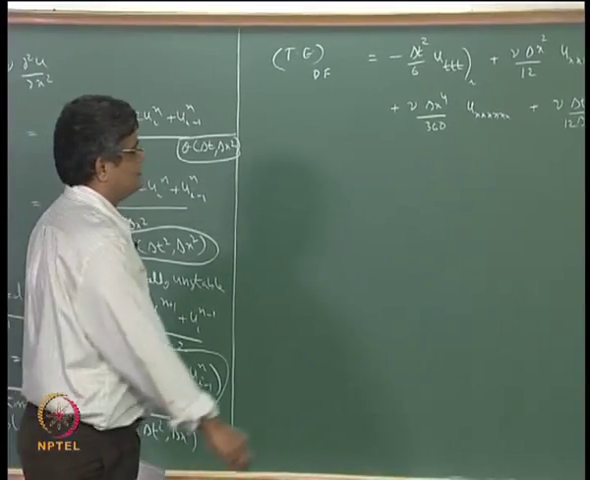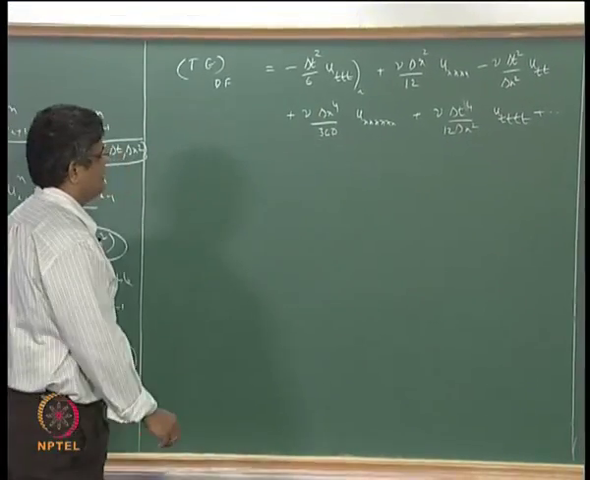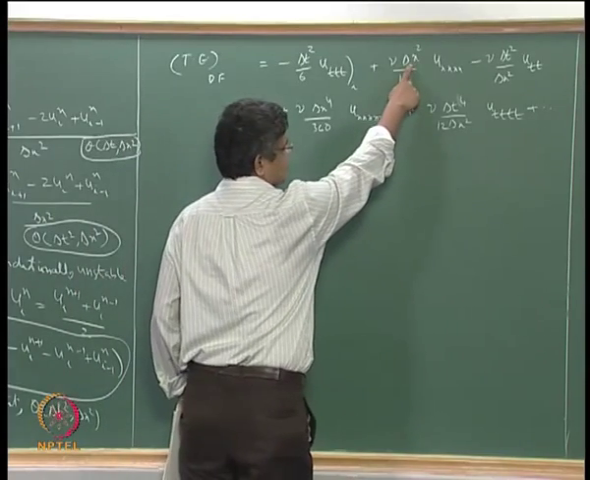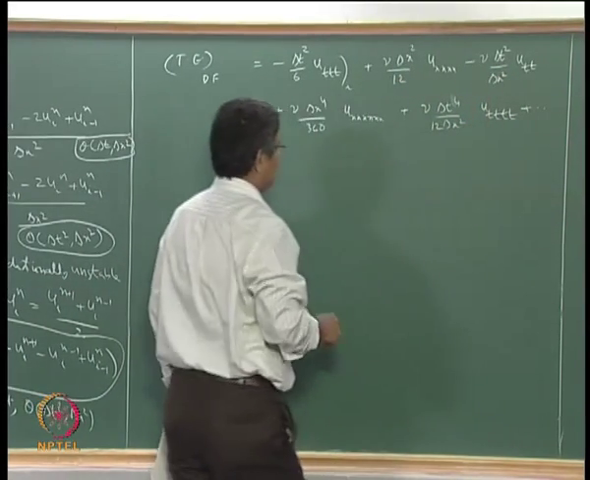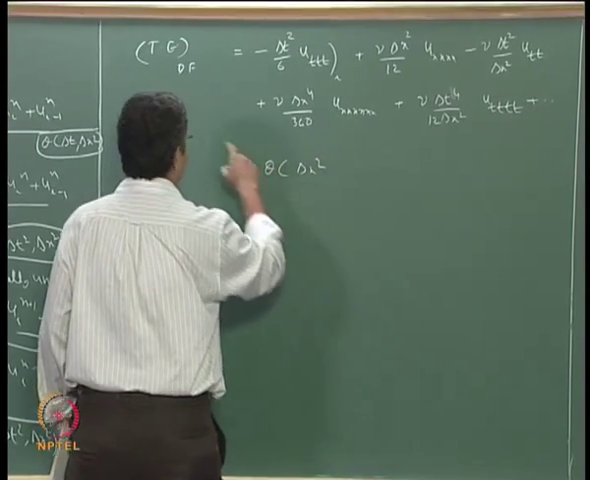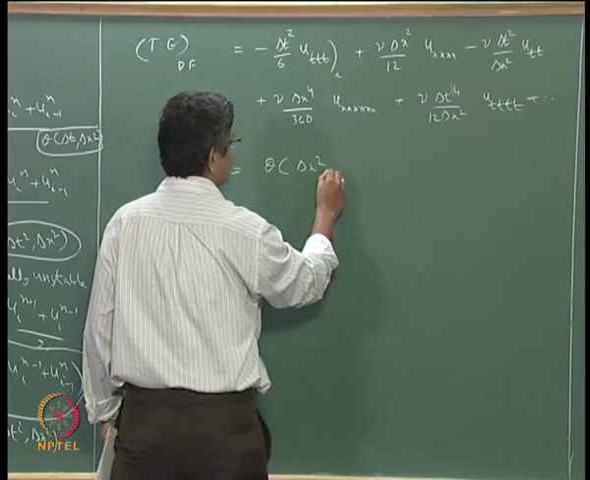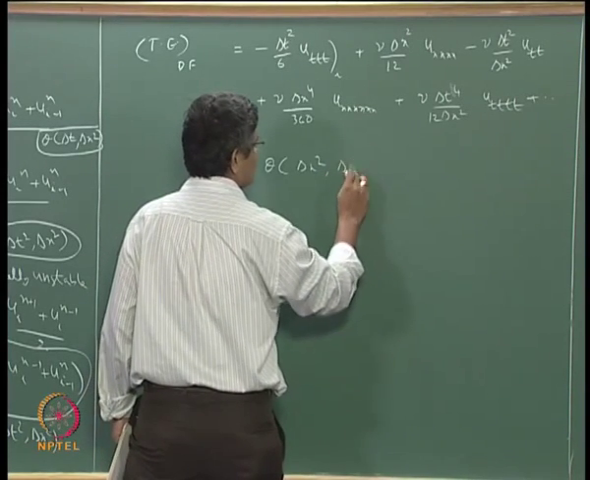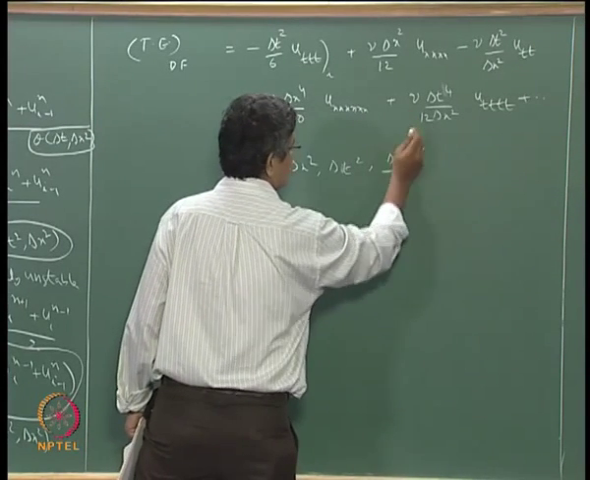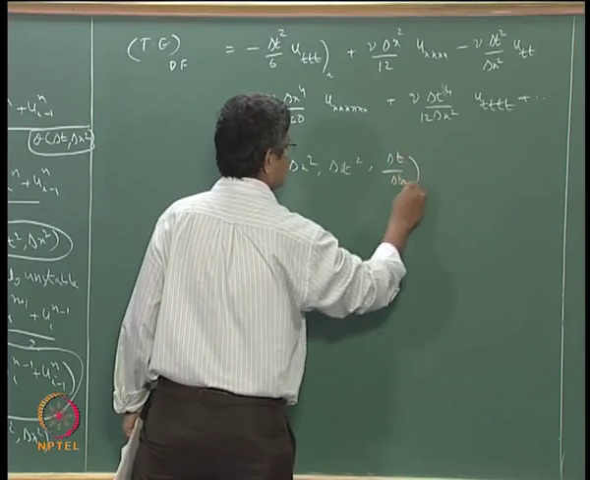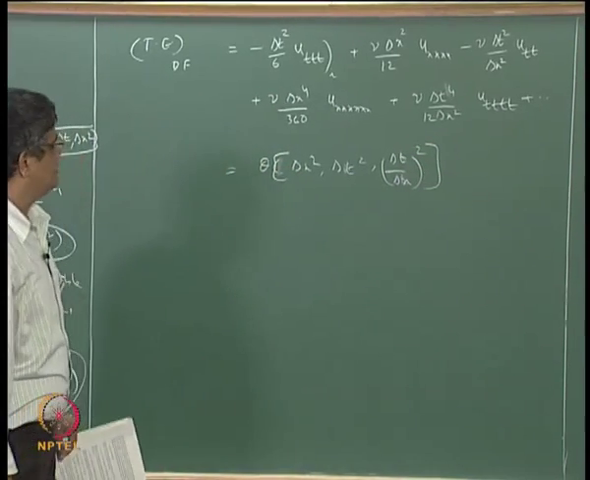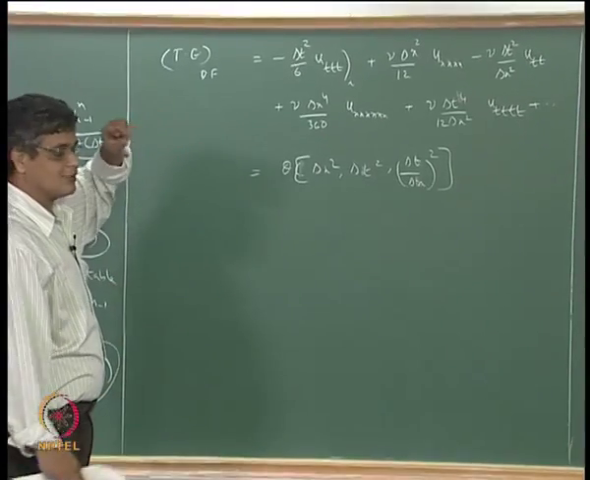Now the leading terms in the truncation error are second order thing here and delta x square here, and this is delta t by delta x square. Okay, so we can say that the order of accuracy of the Dufour-Frankel scheme is delta x square, delta t square, and delta t by delta x whole square. Okay, will this go to 0 as delta t and delta x go to 0?